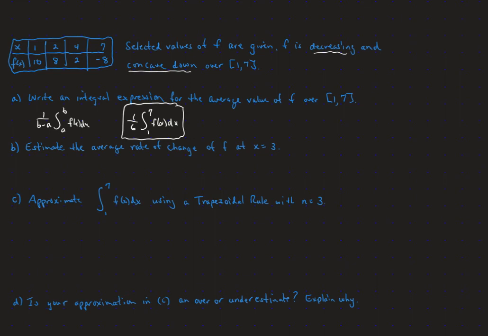Now, part B is trying to get you to see the difference between the average value of a function and the average rate of change. These are easy to confuse because they both have the word average in them. But an average rate of change, remember, that's way back to our AP prep days, f of b minus f of a over b minus a. That's really just our slope formula.